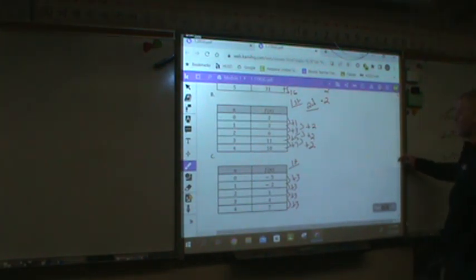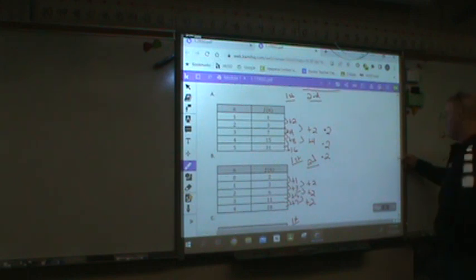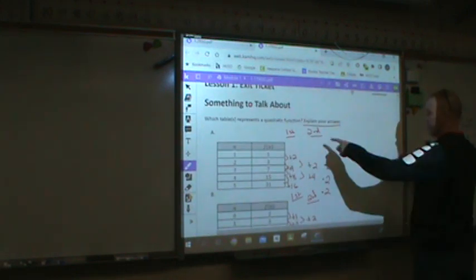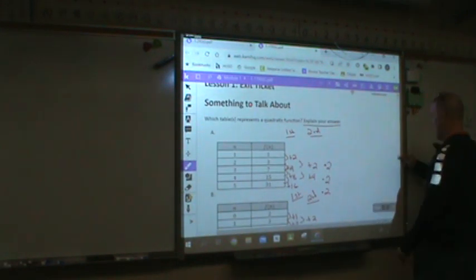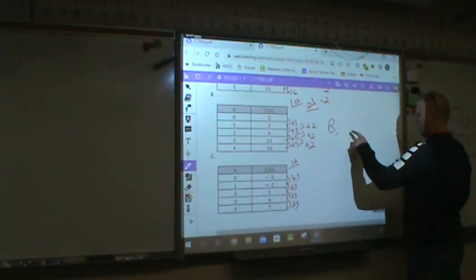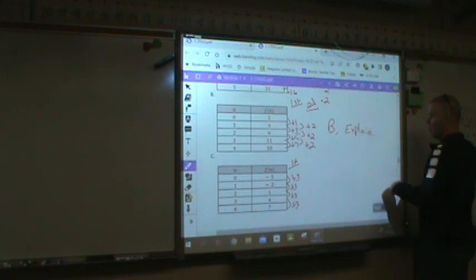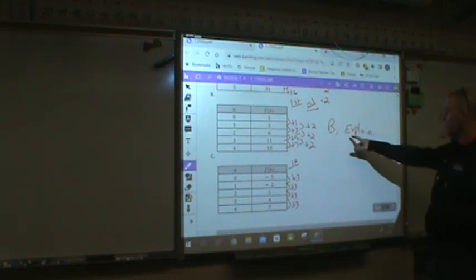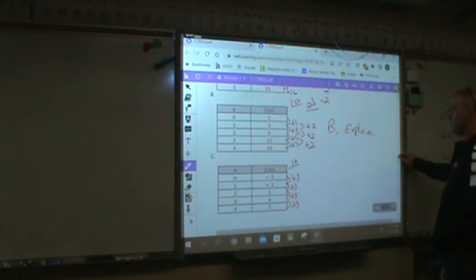But it wants to know which one is quadratic. So B is your answer choice, all right? B is quadratic, and you need to explain. So the answer is B, all right? But explain. So stop the video for a second, and as best you can in a complete sentence, explain.